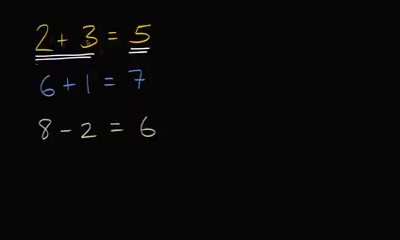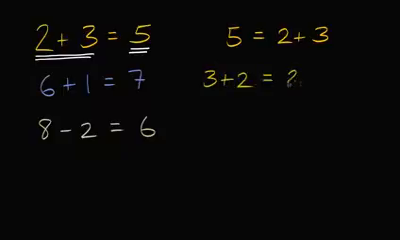It's saying that 2 plus 3 is the same thing as 5. And you didn't have to write it this way. You could have written 5 is equal to 2 plus 3. You could write that 3 plus 2 is equal to 2 plus 3. Notice here, we're not figuring out the answer. We're just saying that whatever 3 plus 2 is, that's going to be the same thing as whatever 2 plus 3 is. We know that they both equal 5.